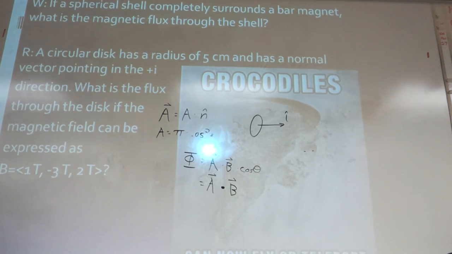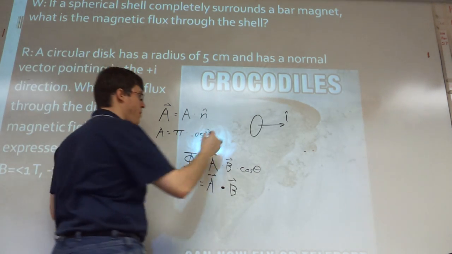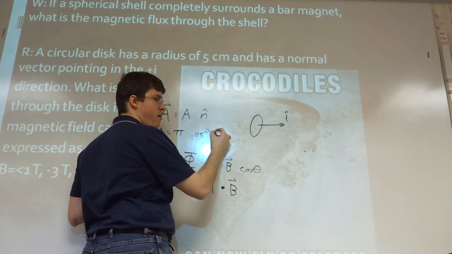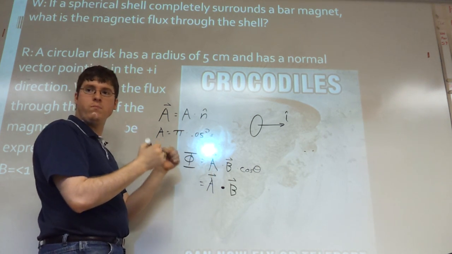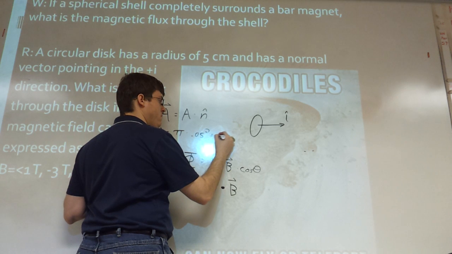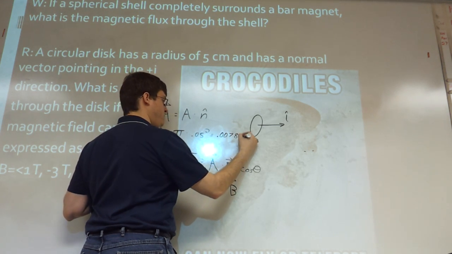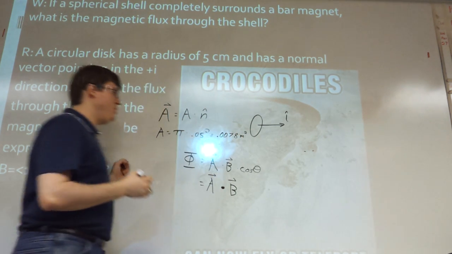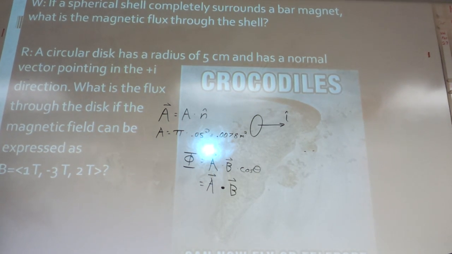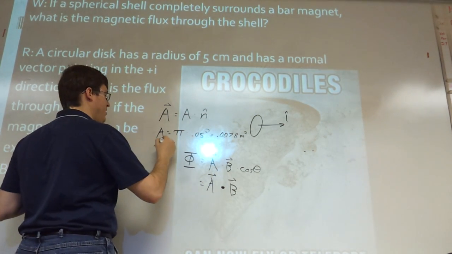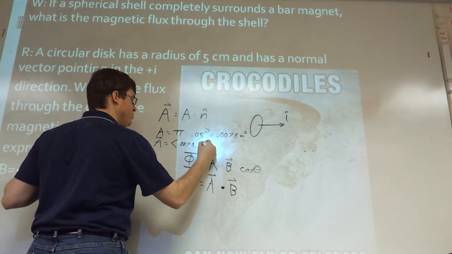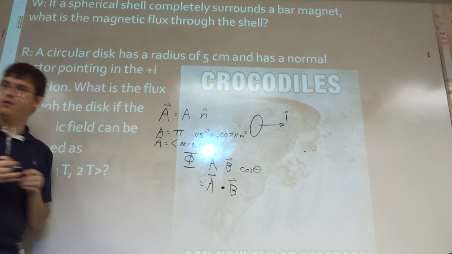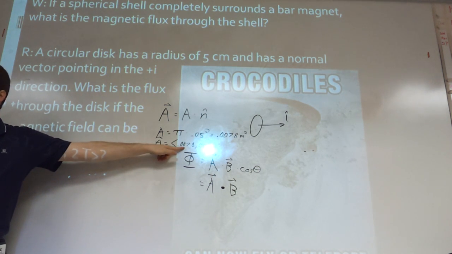Somebody let me know when. 78.54. 78.54 e negative what? This is 0.05. Oh wait, my bad. I got 0.0078 square meters. So the area vector would look something like this: area equals 0.0078, totally in the I direction, the X direction.